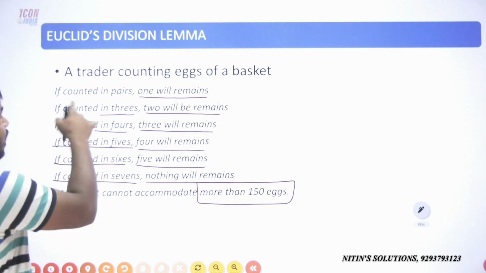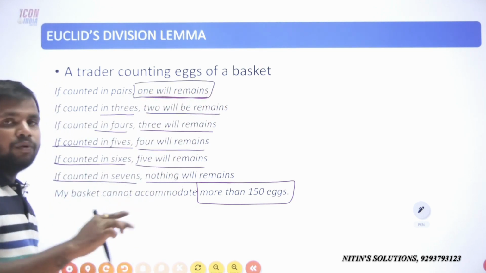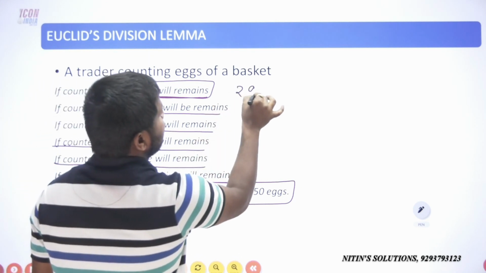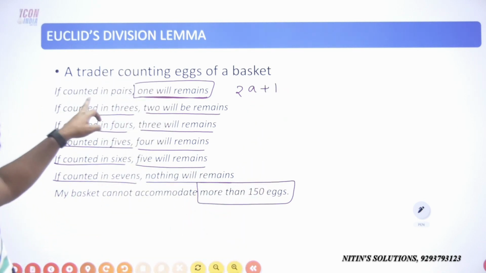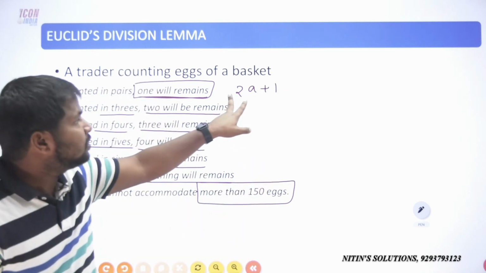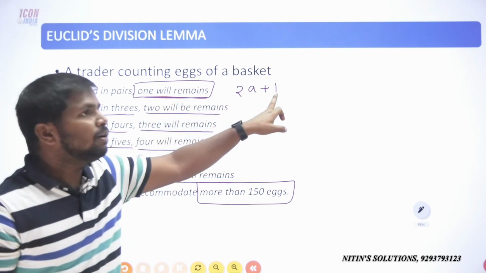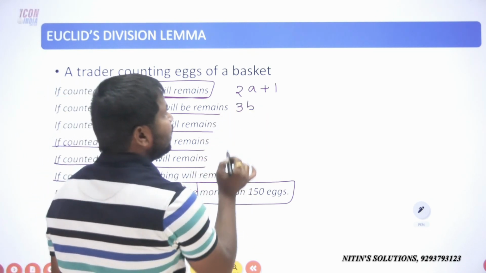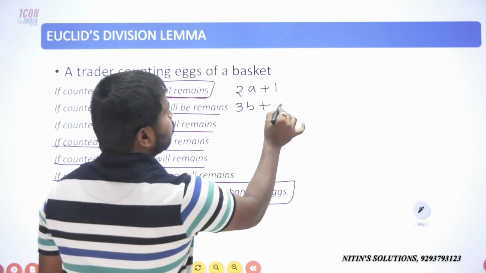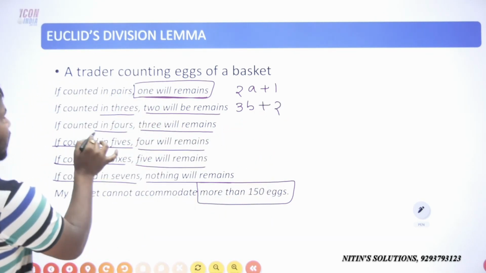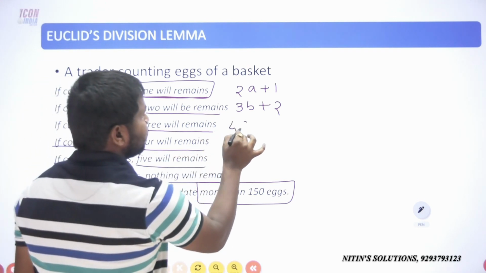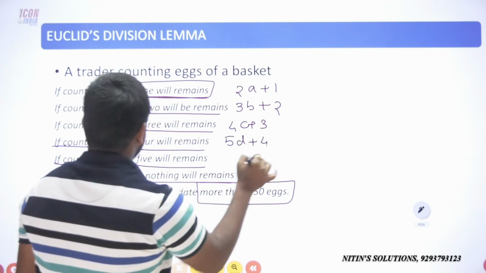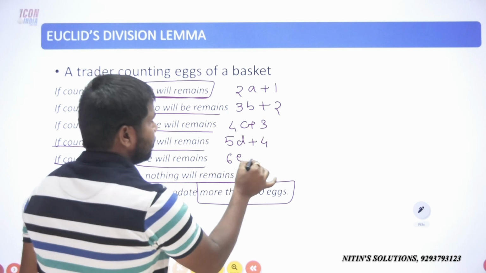It means what? If we count in pairs, in the sense of twos, one will remain. So now I am taking 2a plus 1. Counting in pairs means that should be a multiple of 2, so I have written 2a, and 1 is remaining. If we count in 3s, multiple of 3, I am taking 3b plus 2, 2 will remain. If count in 4s, 4c plus 3. If count in 5s, 5d plus 4. If count in 6, 6e plus 5.